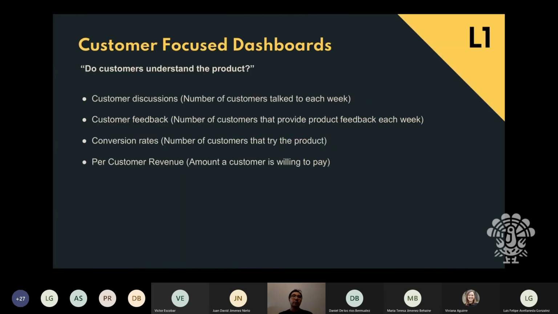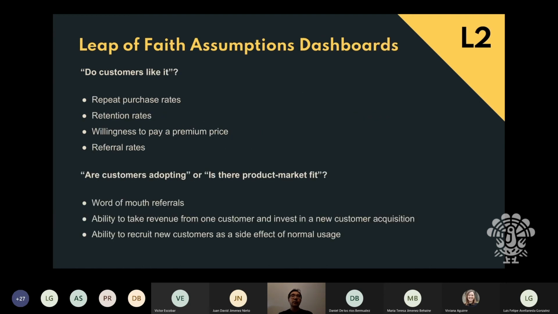There are a few ways of measuring. You can do customer-focused measures. Do they understand the product? The number of customer discussions, the number of feedback they give, what the conversion rates are when they try and buy. What's the lifetime value for your customer? What's the revenue, what are they willing to pay, rather? Do customers like it? Do they make repeat purchases? What's the retention? Are they loyal or not? If you tier your pricing, do they pay for the more premium? Referral: do you get a lot of referrals?